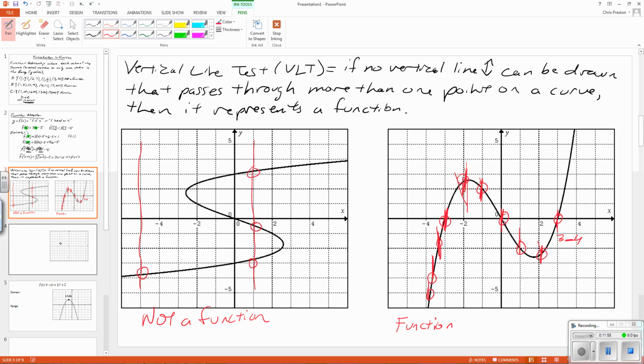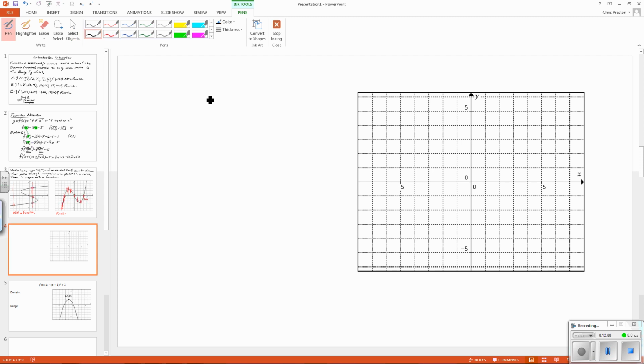All right. Say we want to graph a function. So I want to graph a function. Let's say they say graph f of x equals 3 minus the absolute value of x plus 4. Okay. So I want to graph that.